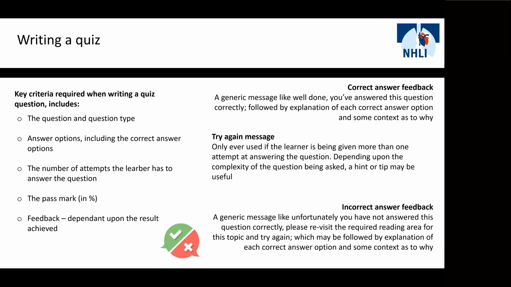Now, feedback tends to get ignored when we're developing quiz questions. We tend to provide a correct answer. If students have been given more than one attempt, there'll be a try again message if they get the answer wrong the first or second time. And then eventually, if they've completed all their attempts, there'll be some form of incorrect answer feedback. But these tend to be very generic.